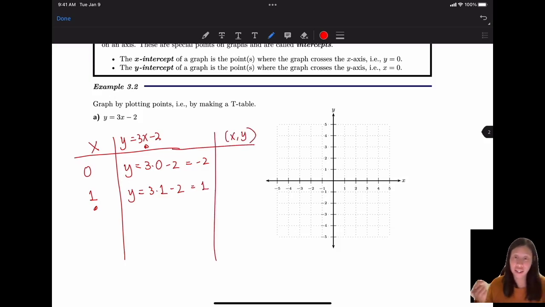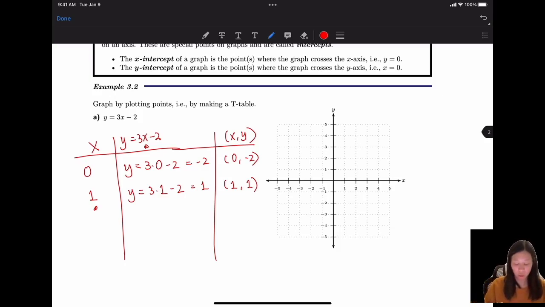So after you find x and y, we will have our ordered pair. We will have 0, negative 2. When x equals 1, y equals 1. Of course, you don't have to use x equals 0 and x equals 1 all the time. You can use any number that you need.